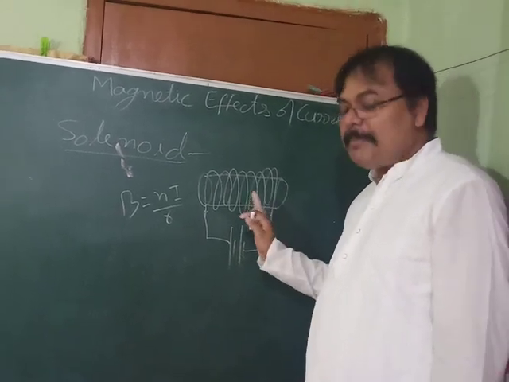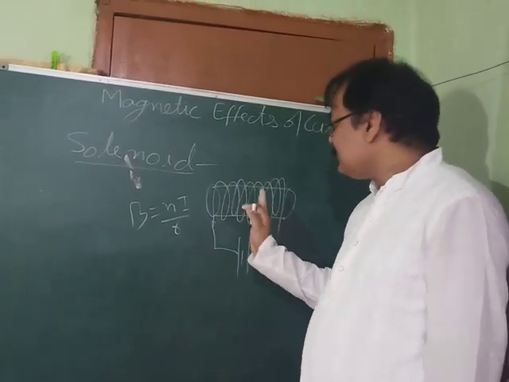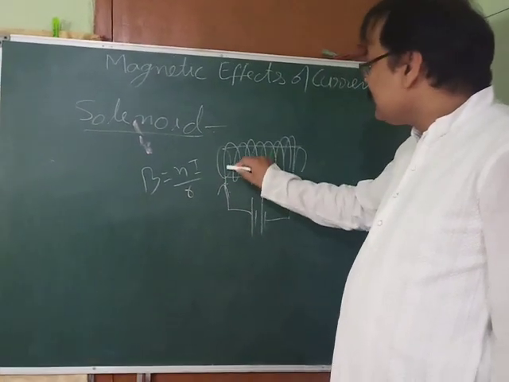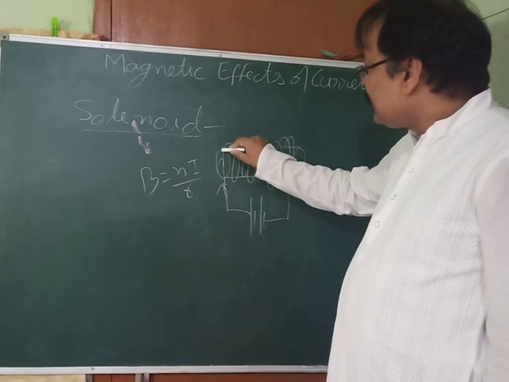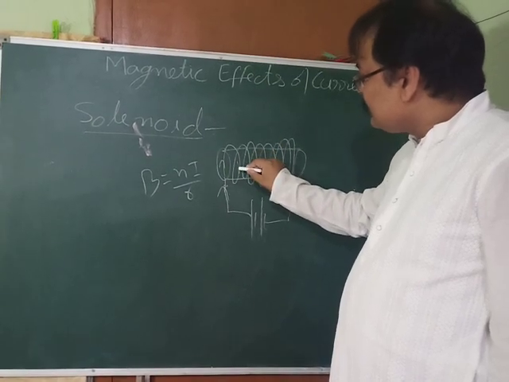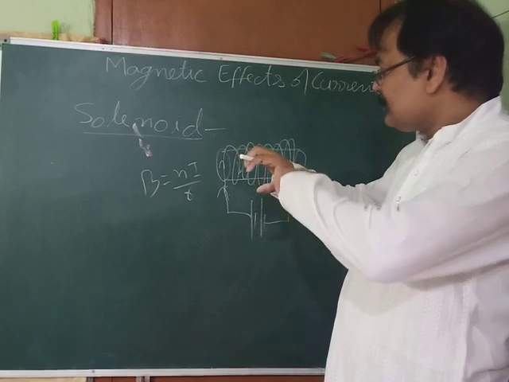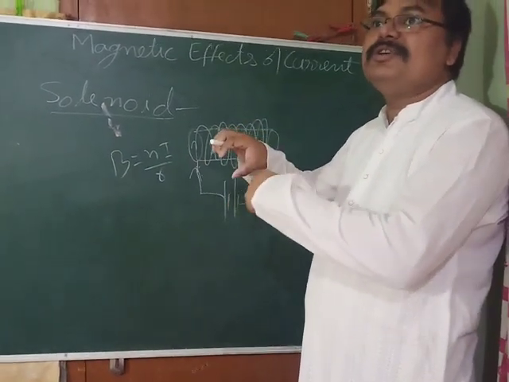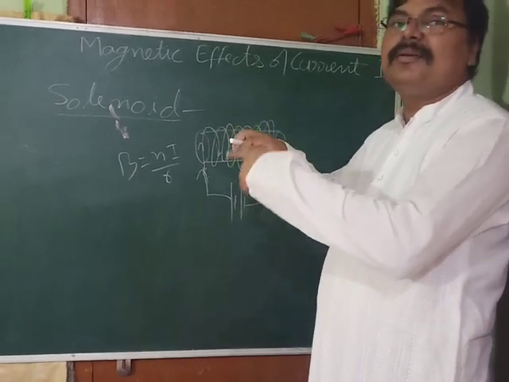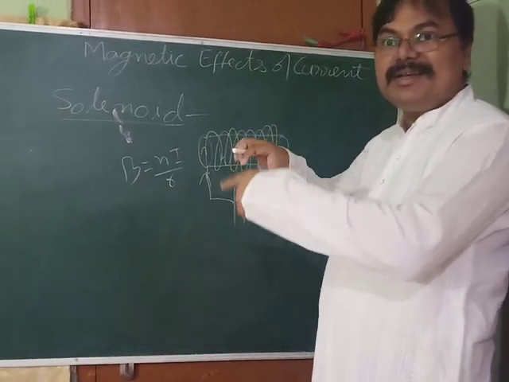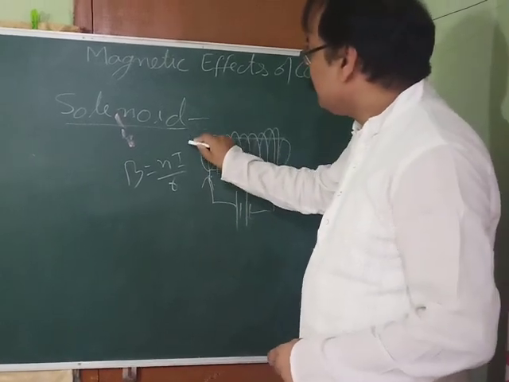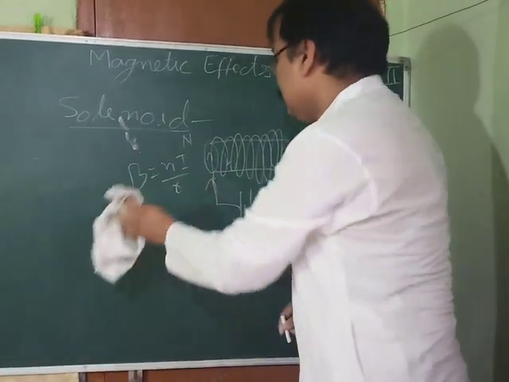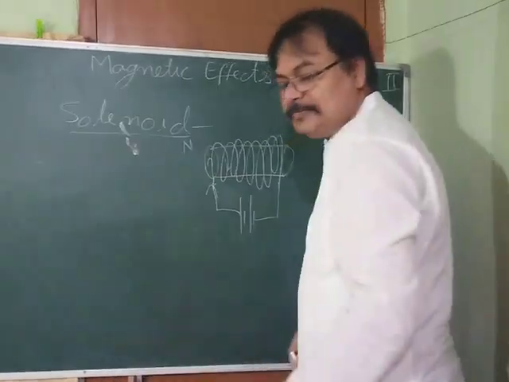Now we are going to draw the pattern of magnetic field lines due to this solenoid. Current is going like this and then it will come like this. So when you are watching from this side, current is going like this and it is coming like this. So is it clockwise or anti-clockwise? Just check it. It is anti-clockwise. So this side will form the north pole.